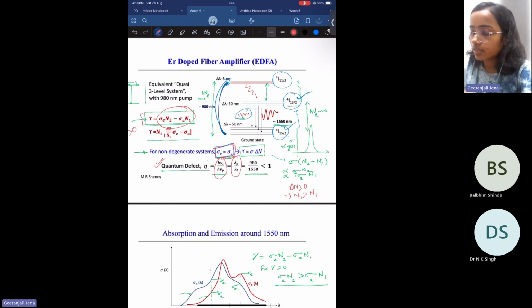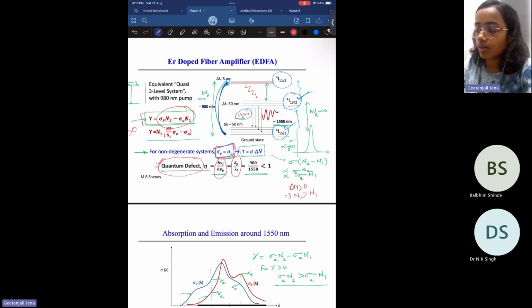Normally this value is always less than 1, because the lambda P, the pumping wavelength, is smaller than the emitted wavelength, that is the amplified signal. And what does this quantum defect signify? The quantum defect signifies how efficient the optical amplifier is when we use a pump. So it signifies the pumping power, the pumping signal efficiency.